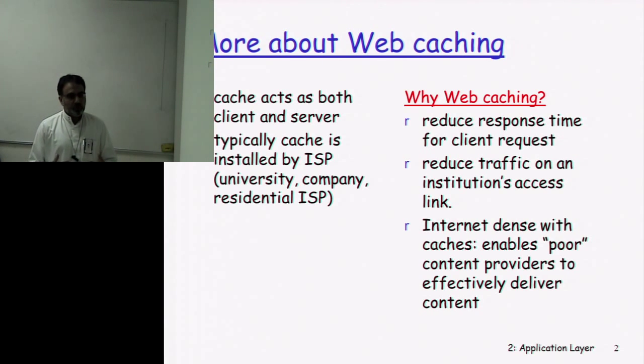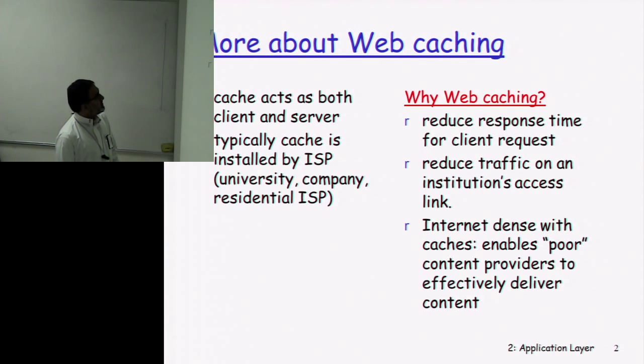The job of the proxy server or the cache server is to serve the request locally on the LAN so that the bandwidth can be saved, and the response to the client request will be quicker.